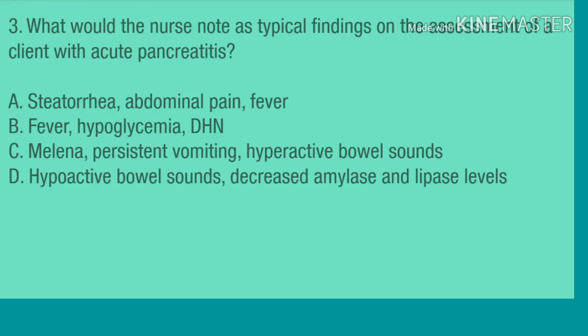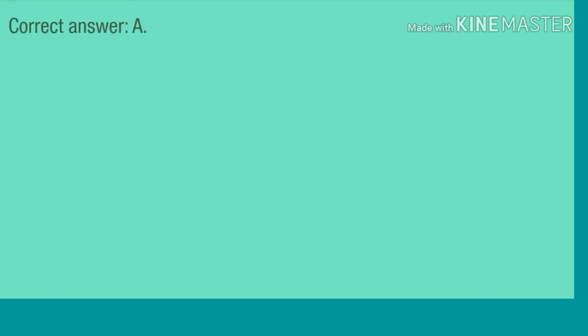Question 3. What would the nurse note as typical findings on the assessment of a client with acute pancreatitis? A. Steatorrhea, abdominal pain, fever. B. Fever, hypoglycemia, dehydration. C. Melena, persistent vomiting, hyperactive bowel sounds. D. Hypoactive bowel sounds, decreased amylase and lipase levels. Correct answer, A.